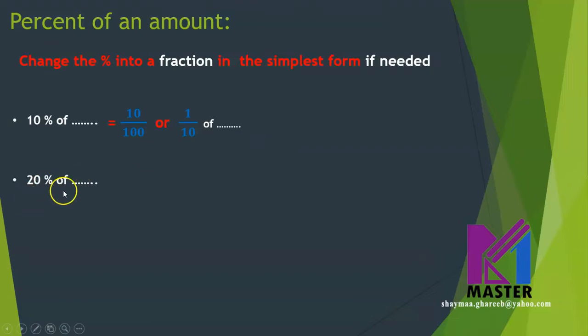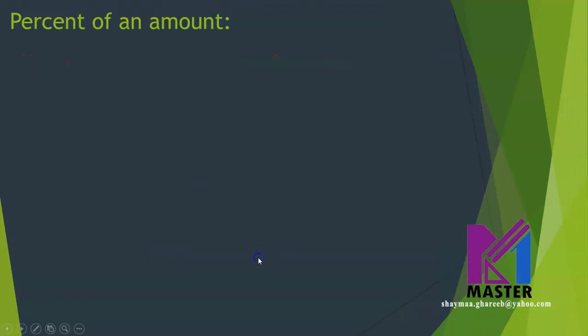Okay, what about the 20%? Do you remember the 20% as a fraction? It was, in the simplest form, 1/5. So if I have to calculate 20% of an amount, I can just calculate 1/5 of this amount. They are equal, okay? For the 25% of an amount, I can calculate a quarter of this amount because 25% is the same as 1/4 of this amount.